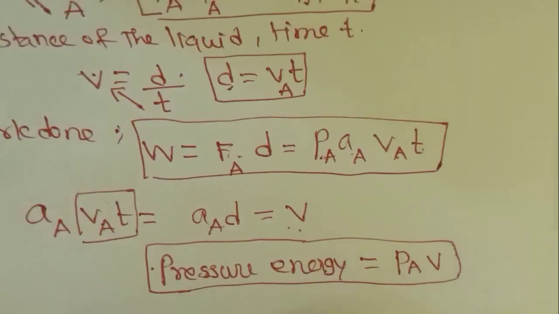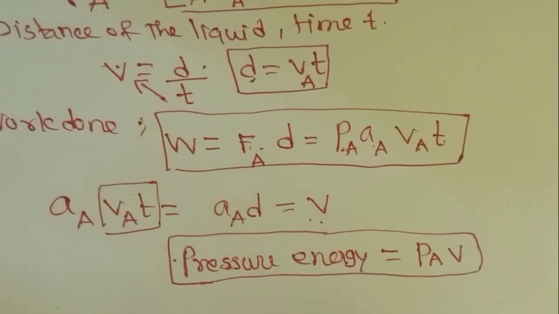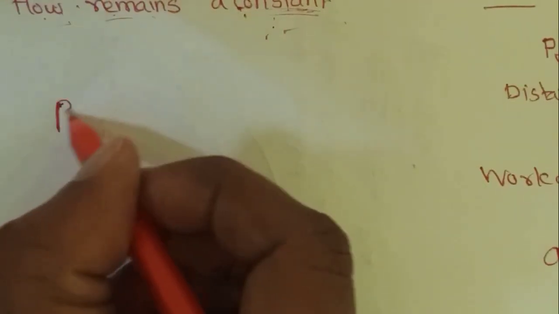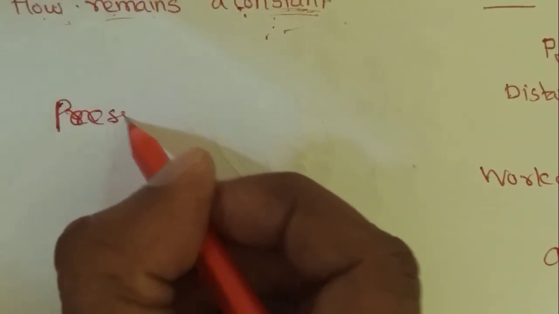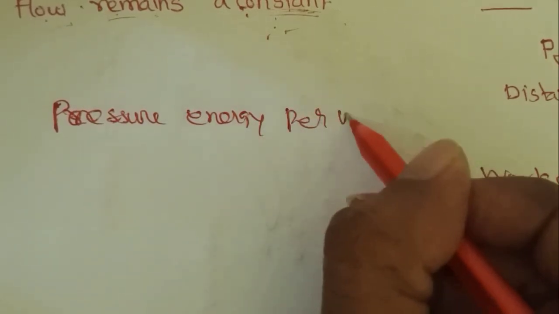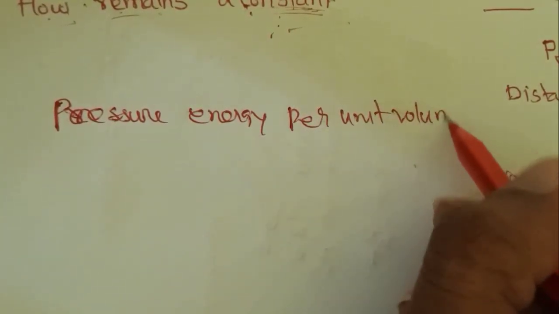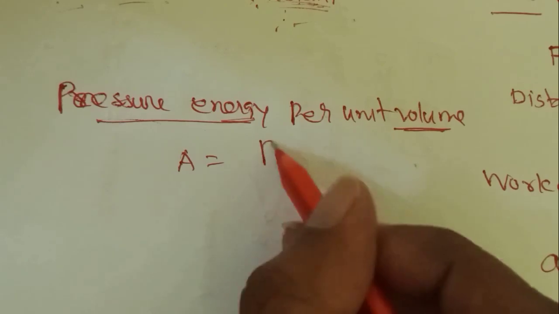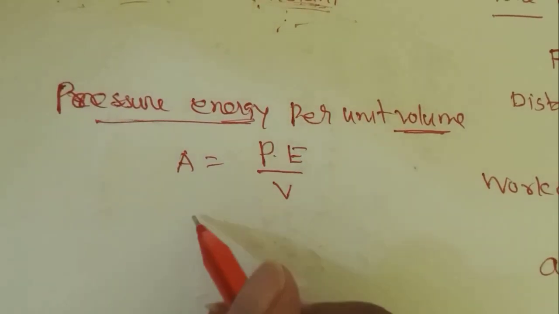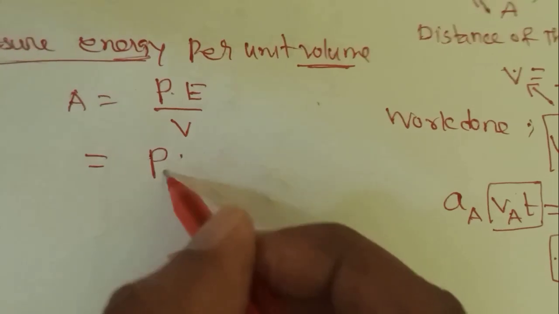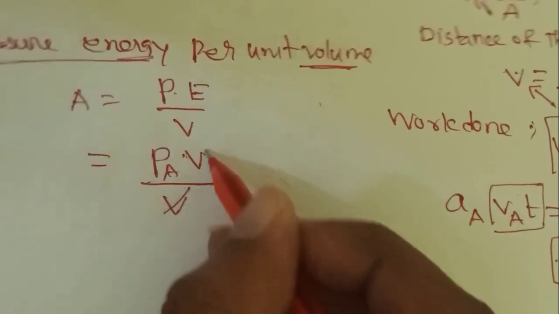Next you find the pressure energy per unit volume. So pressure energy per unit volume equals pressure energy by volume. So you find the pressure energy, this is the pressure energy, P V. Now apply this equation, P V divided by volume, the volume value will be cancelled.